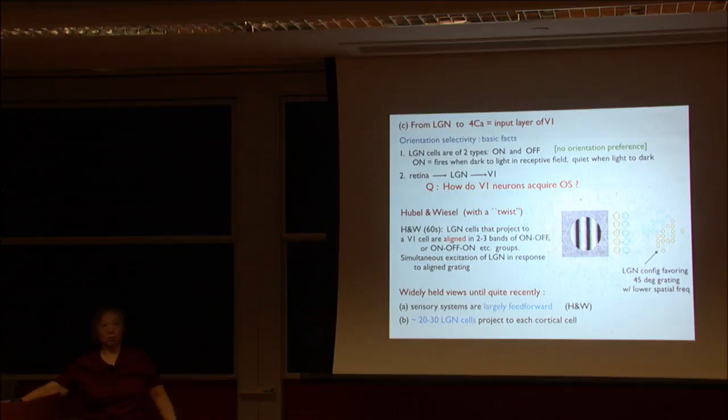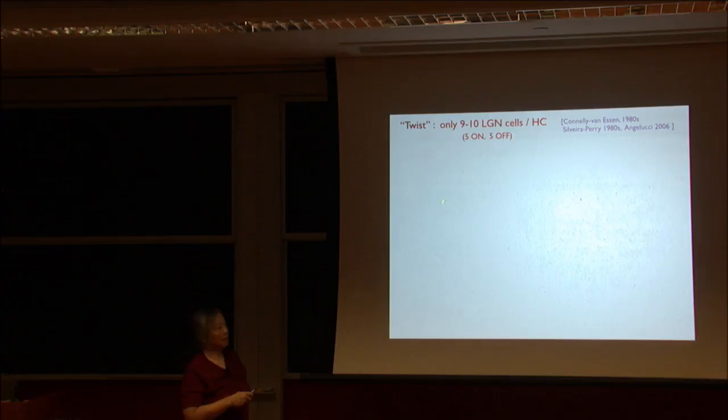Now the twist, okay? So here comes the twist. He says, we started to dig into it. There's actually a lot of experimental data, and not so new either, that points to the fact that if you look at each hypercolumn, there's really only about 10 LGN cells, 5 on and 5 off. And that to me was a little bit shocking because this is an area that covers a good area of your thumbnail and it's covered by 10 LGN cells, 5 on and 5 off. That's very, very few, right?